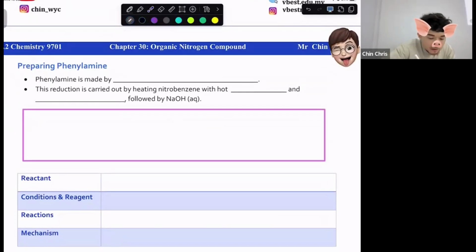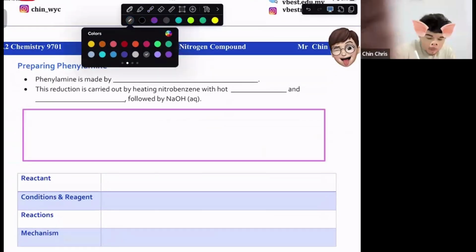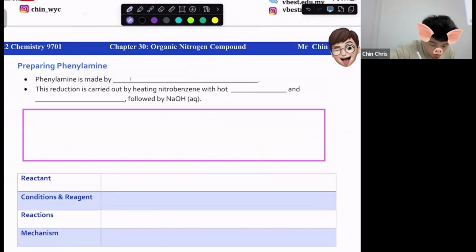Alright, guys, now there's something new, preparing a phenylamine. How do you get a phenylamine? The only way to get a phenylamine is by reduction of nitrobenzene. Highlight the words reduction of nitrobenzene. This reduction is carried out by heating nitrobenzene with hot tin, which is Sn, and concentrated HCl. Highlight tin and concentrated HCl.